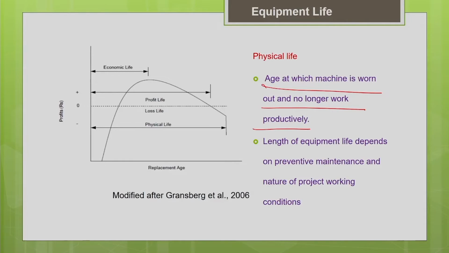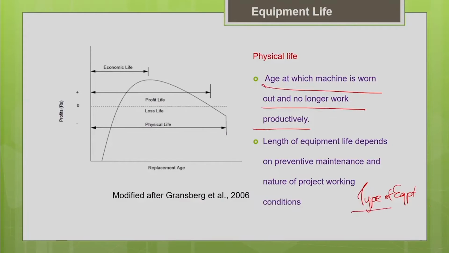This physical life will vary for different machines. As we discussed earlier, it obviously depends upon the type of the equipment. There are certain sophisticated equipments which are not subjected to much wear and tear, say a simple electric motor. For those equipments the physical life will be more. Similarly, equipments which are subjected to less mobility may last for a longer time, so their physical life may be longer. So it depends upon the type of the equipment.